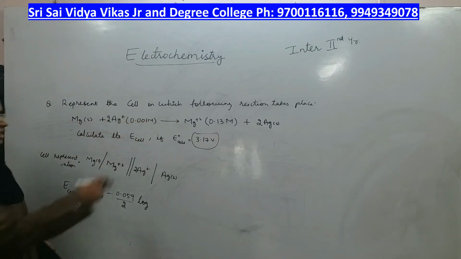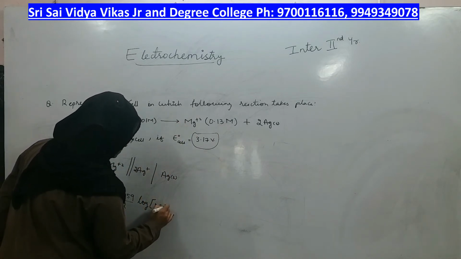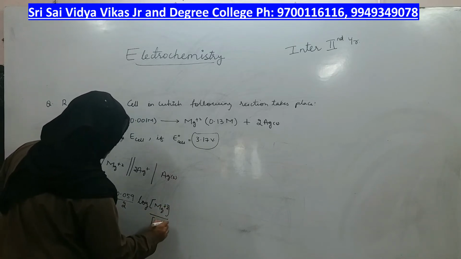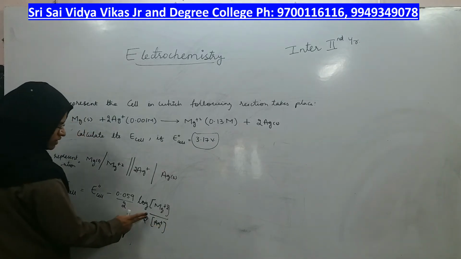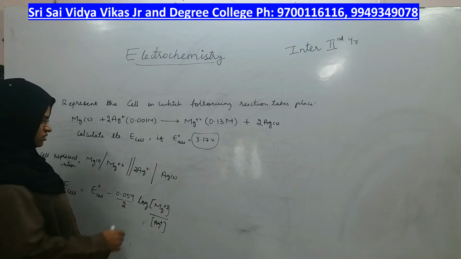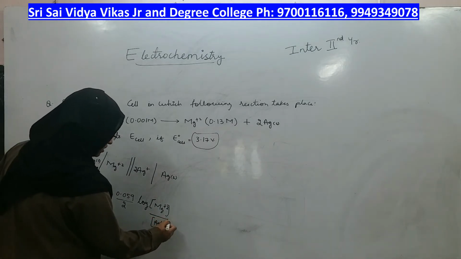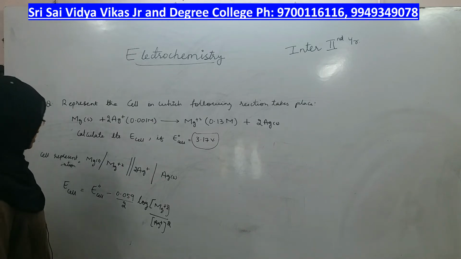Who is the product here? Magnesium 2+ is the product. And who is the reactant? Ag+ is the reactant. How many times is Ag taken? 2 times. So whenever your number of ions is twice, it should be taken as a power. If 2 ions, that means the power should be taken as 2, right. So now let us substitute this.